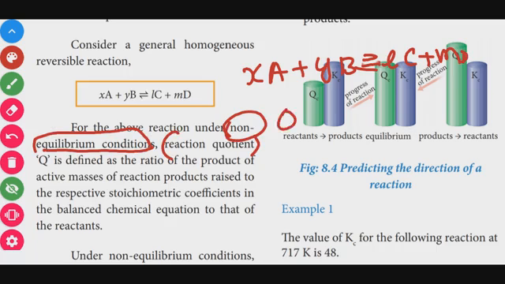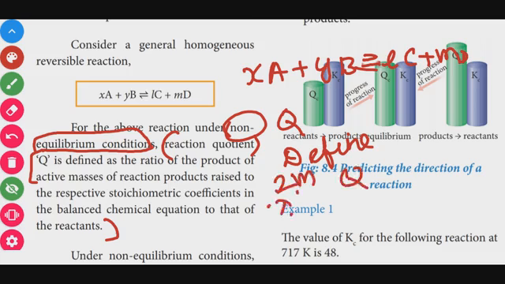So reaction coefficient என்னன்னா உங்களுக்கு Q, அதோட definition இங்க இருக்கு பாருங்க. So define reaction coefficient Q ன்னு கேட்டா you should write this, and this is a very important 2 mark question. Q is defined as the, அதாவது reaction coefficient is defined as the ratio of product of the active masses of the reaction products raised to the respective stoichiometric coefficients in the balanced chemical equation to that of reactants.